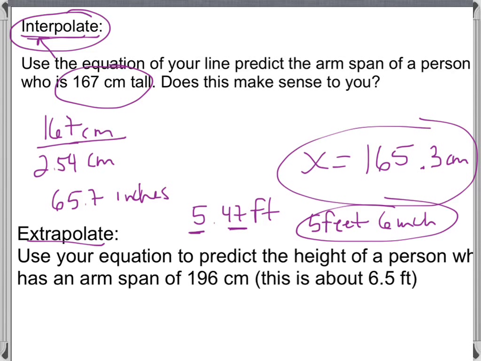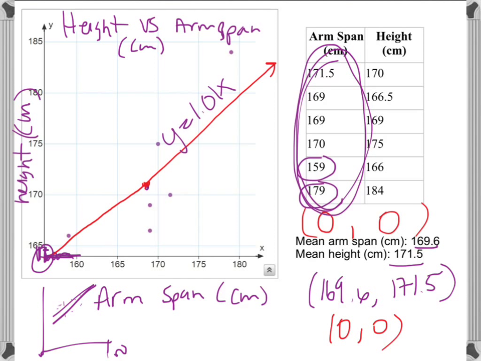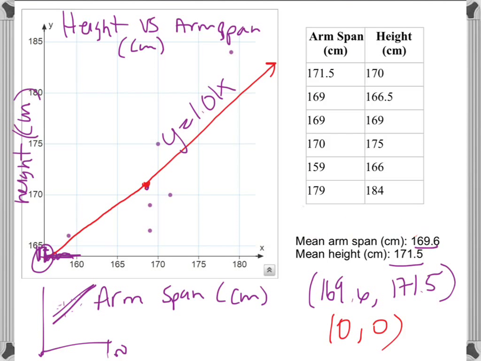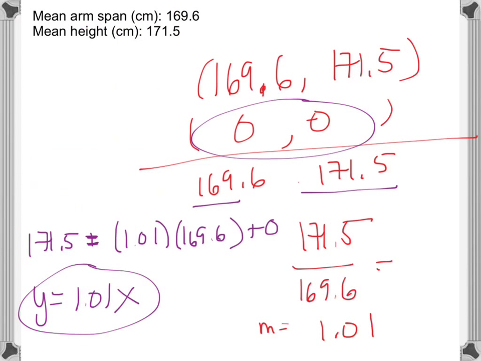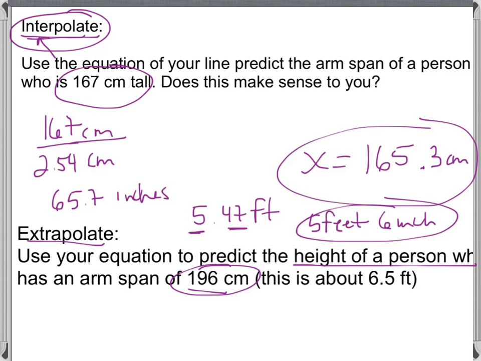Now, if you're trying to use the equation to predict the height of somebody with an arm span of 196 centimeters, then again, this is about 6.5 feet. Let's go back to what we were given. This was the data points we were originally given. Now, 196 is well outside of the data points we've been given, so this is called extrapolation, because it is outside the data points.